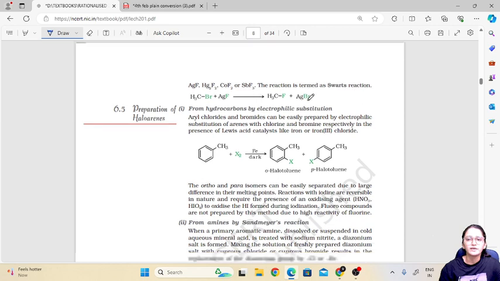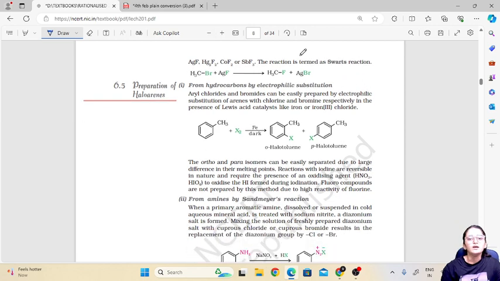Next similar reaction is Swarts reaction, but here fluorine gets replaced. So here we have CH3Br, methyl bromide. To that we can add either silver fluoride, mercuric fluoride, cobalt fluoride, or antimony fluoride. So these four reagents we can use to carry out Swarts reaction, in which fluorine will get replaced.